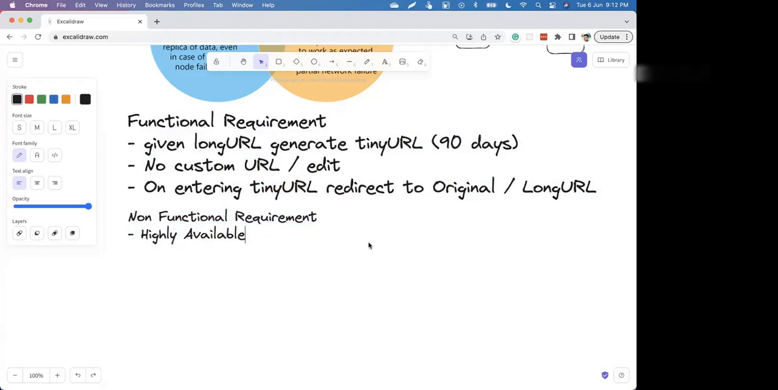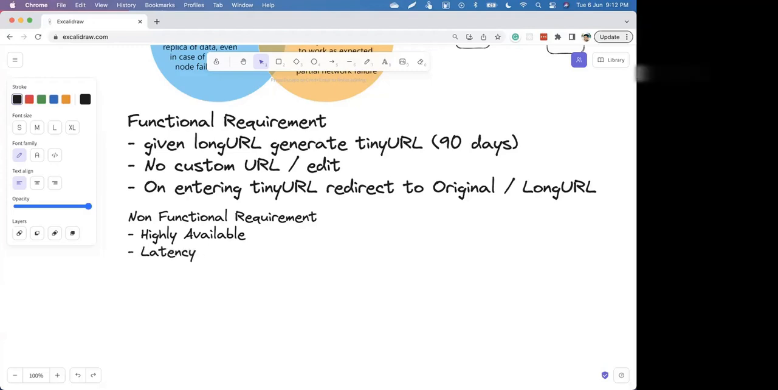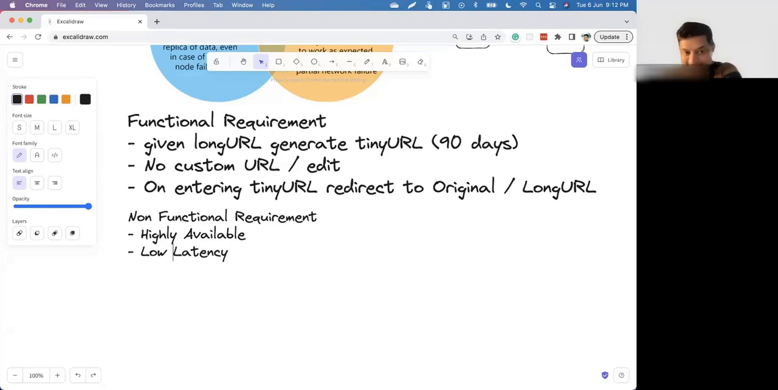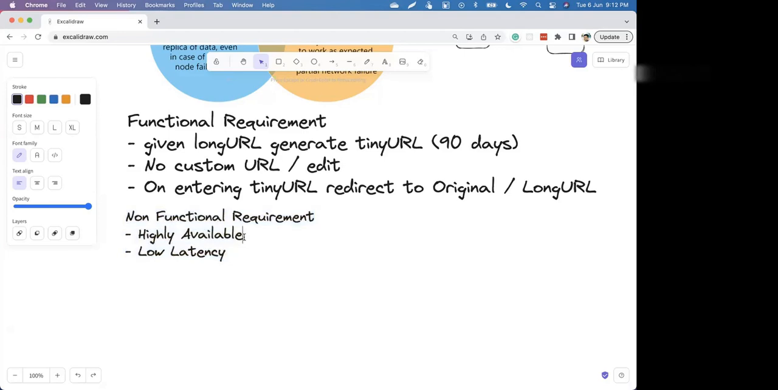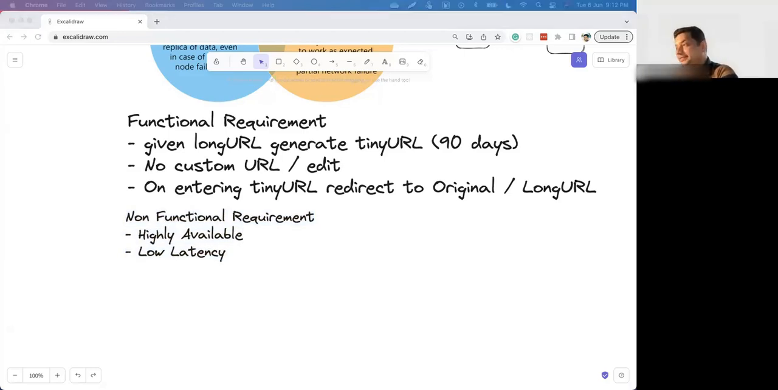No, this is not consistency. This is performance, or we call it latency. Latency should be low, because if redirection happens fast, this is the most important thing. Availability is definitely important. Then low latency is important. What else? Scalability.